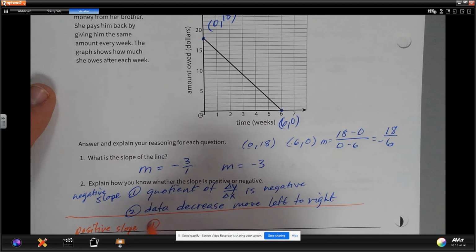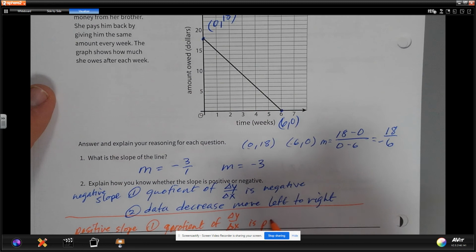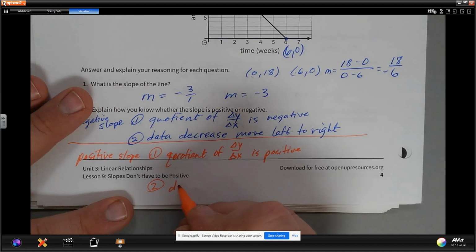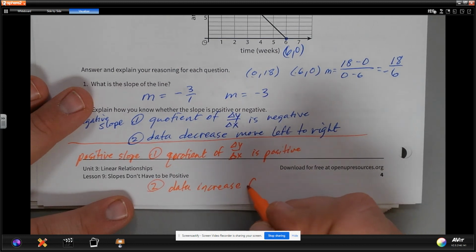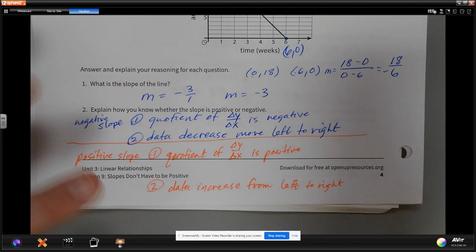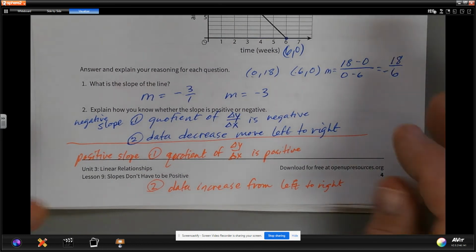Where we would see that the quotient of change in y over change in x is positive. And the second thing here is that the data increase from left to right. Now, there is some talk that I've heard over the years about it looking like it's going uphill or going downhill.